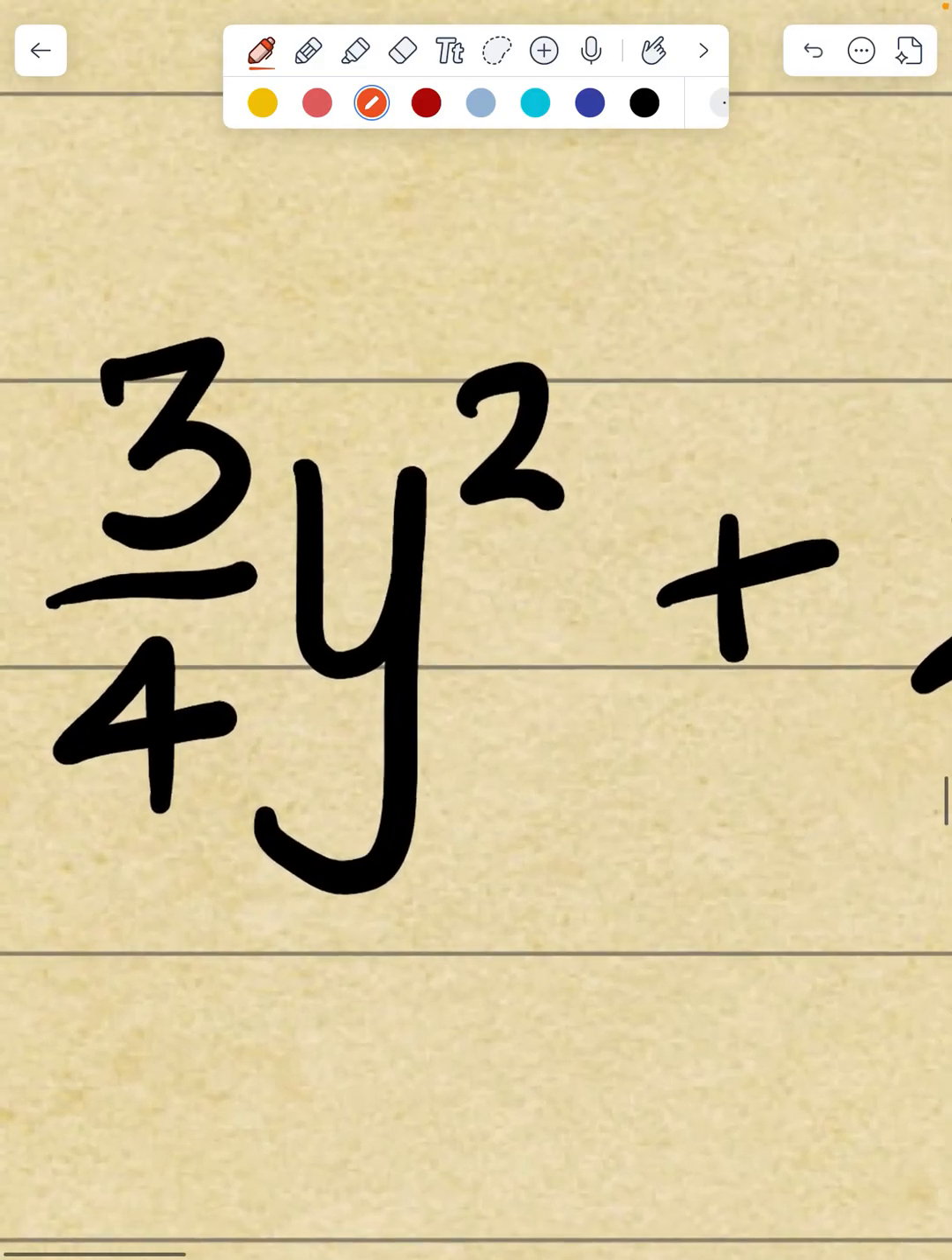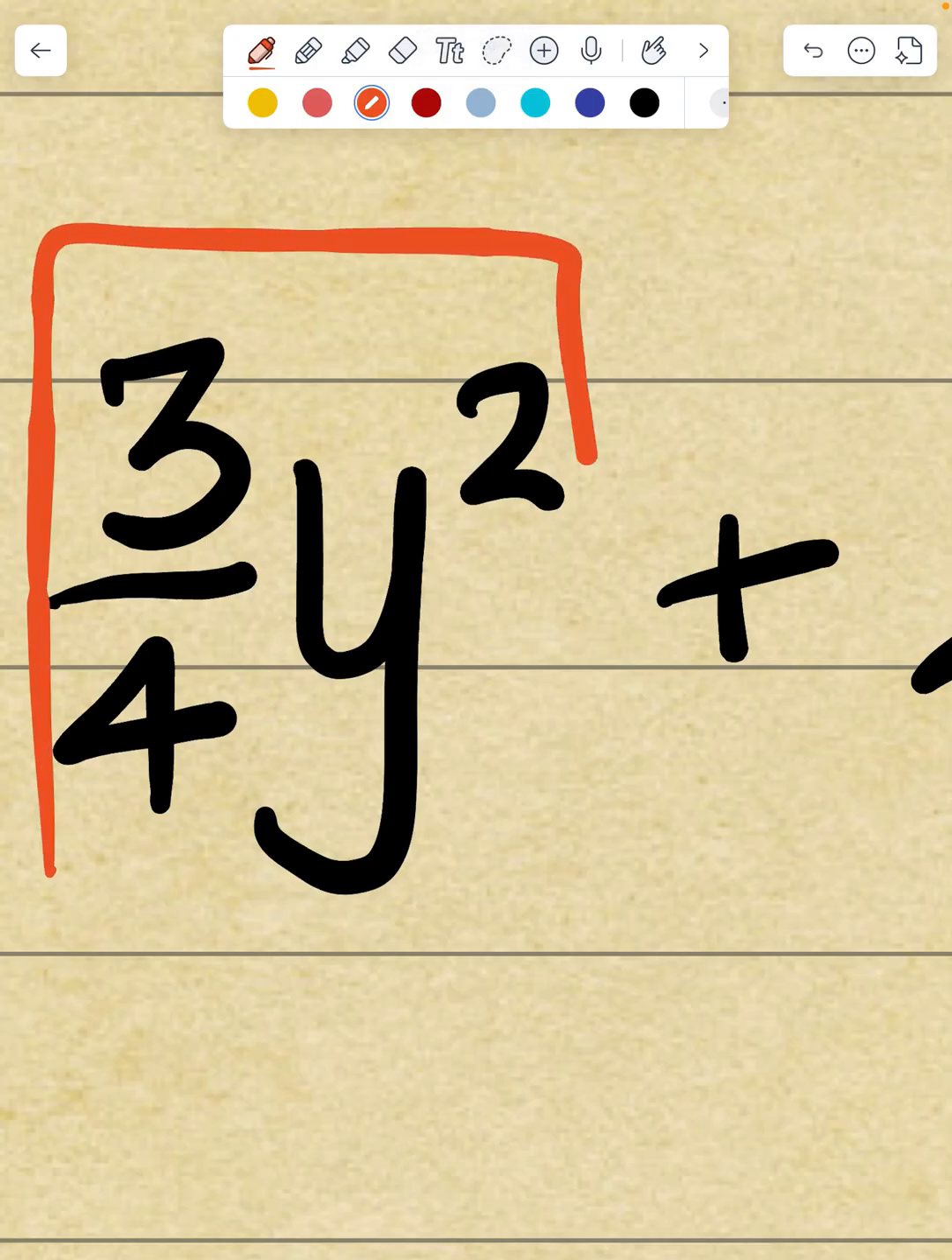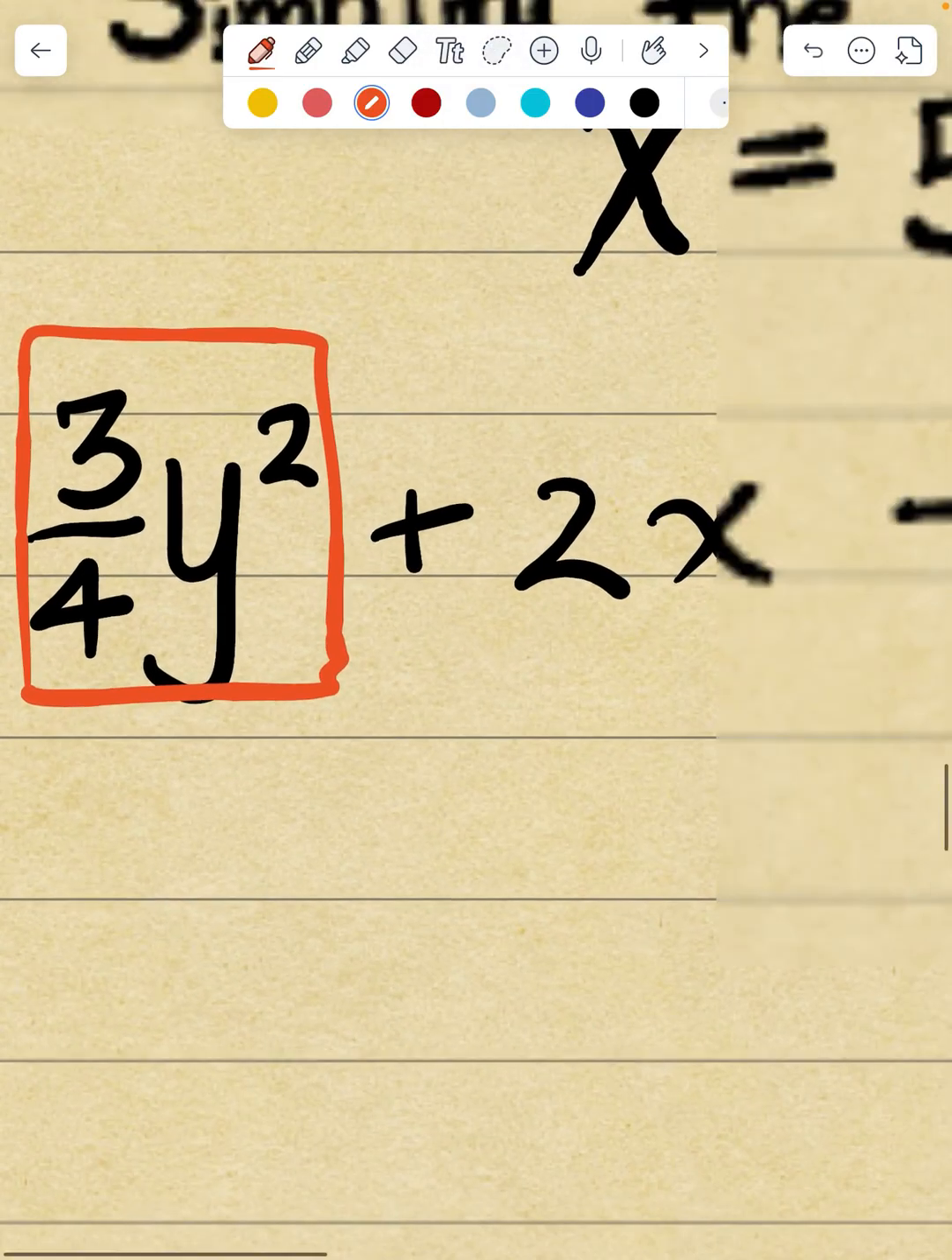I'm going to start with my first one again, and I am going to box it in. If my pen will work. Oh my gosh. Sorry guys, everything I own is old, and it won't work with my finger. So, I'm going to box it in like this.